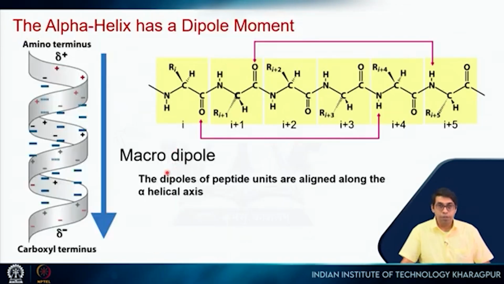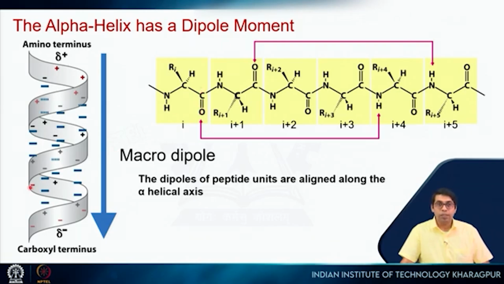Okay. So what is the consequence of this orientation of the amide and the CO groups? All the amide groups are pointed up and all the CO groups are pointed down. And we can think of this amide group as a small dipole. So nitrogen will have a partial negative charge, hydrogen will have a partial positive charge. So negative, positive pointing in this direction. Similarly, oxygen will have a partial negative charge and carbon will have a partial positive charge. So it is also oriented in the same direction.